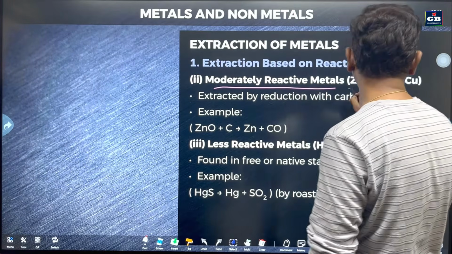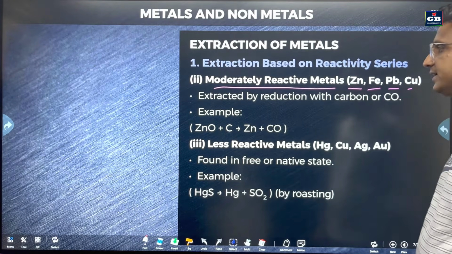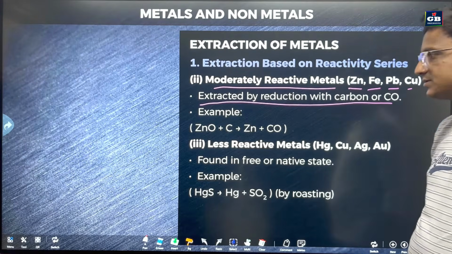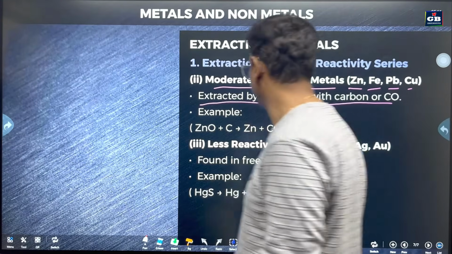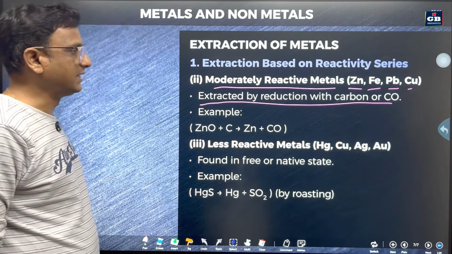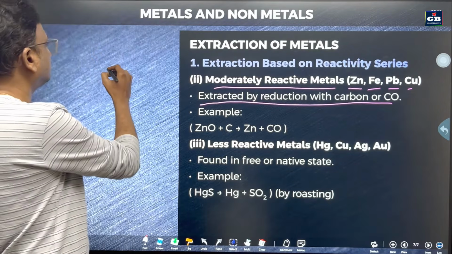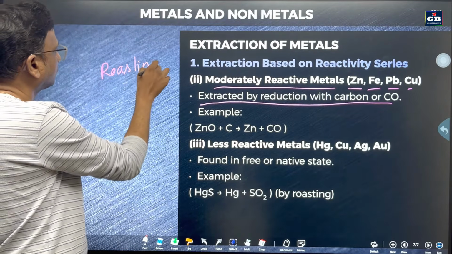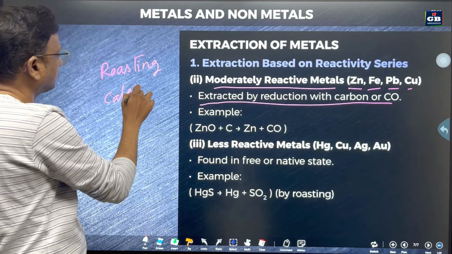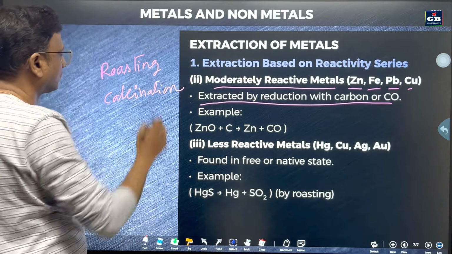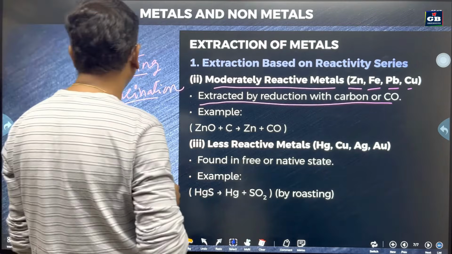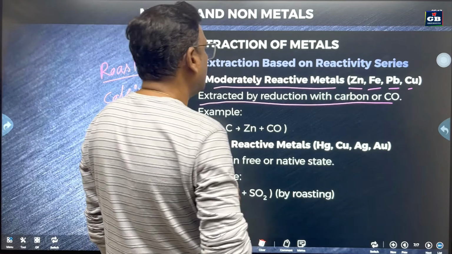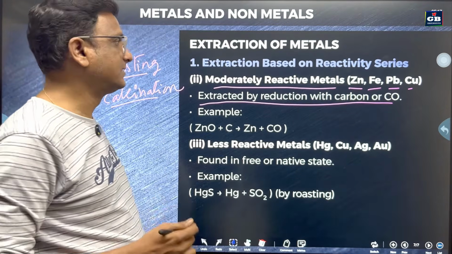Now, moderately reactive metals like zinc, iron, lead, copper are extracted by reduction with carbon or carbon monoxide. The first process is reduction. The moderately reactive metals are extracted by two methods, roasting and calcination. These are the two methods mostly used for the extraction of moderately reactive metals.